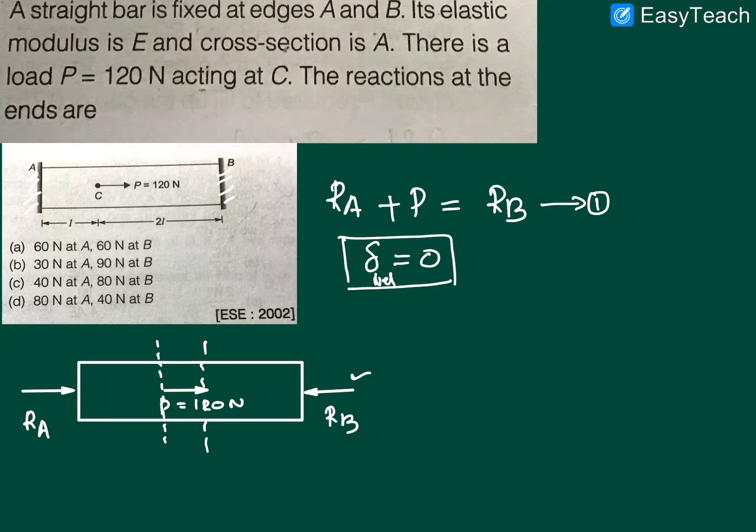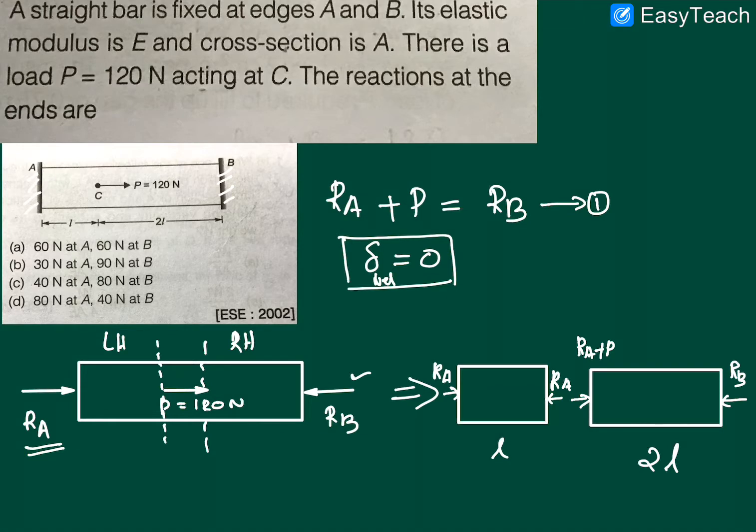While analyzing the left hand side and right hand side, the left hand side is purely with the reaction Ra, while the right hand side is the sum of P and Rb. So we can break this problem into two portions. The left hand side section is acted upon by the compressive force Ra, while the right hand side is acted upon by another compressive force, that is Rb, or Ra plus P.